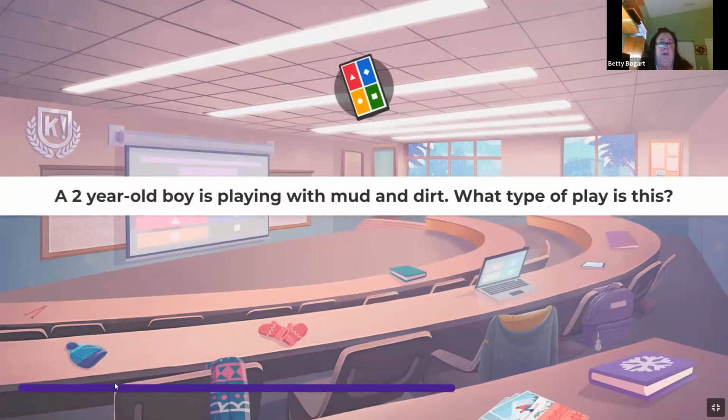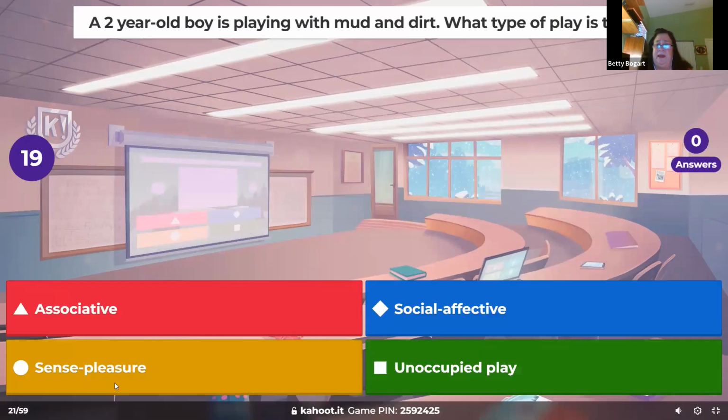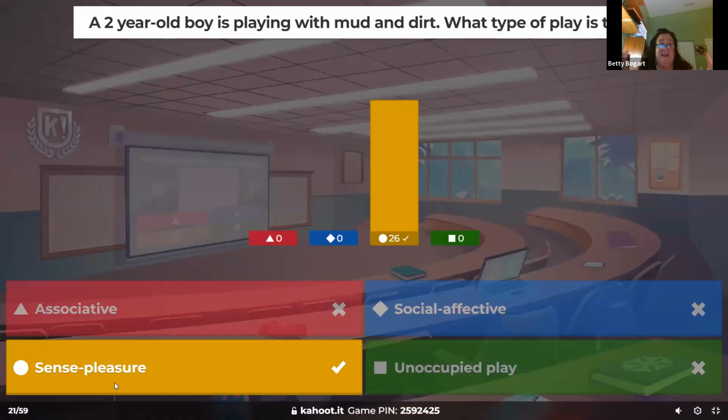A 2-year-old is playing with mud and dirt. What type of play is this? I was the 2-year-old girl who used to always play with the mud and dirt. But I had 6 brothers. And it's that sense pleasure. Excellent. Good job.